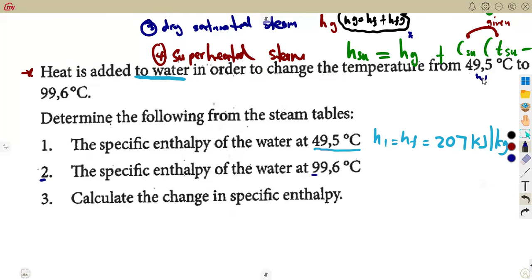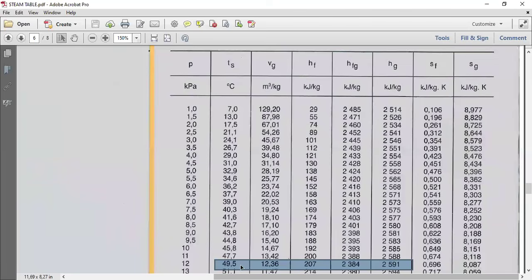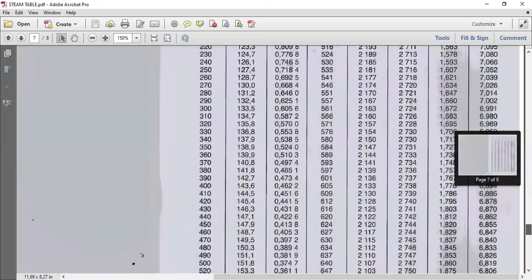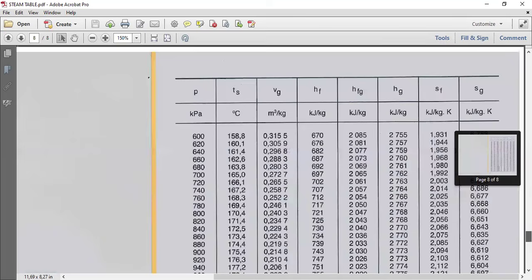So we're going to have our H1 because this will be T1 and this will be T2. So it's now H2, but H2 representing what? Enthalpy of what? The water. We are still working with the water. So that's our HF. As long as we are dealing with water, we are dealing with HF. What just changed there is the temperature. We are no longer at 49.5 where we used to be. So we are now at another temperature, which is 99.6.